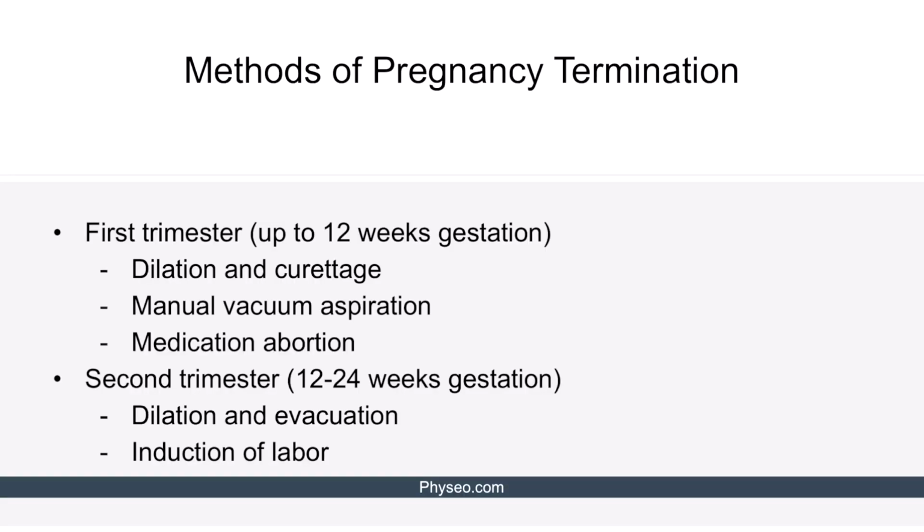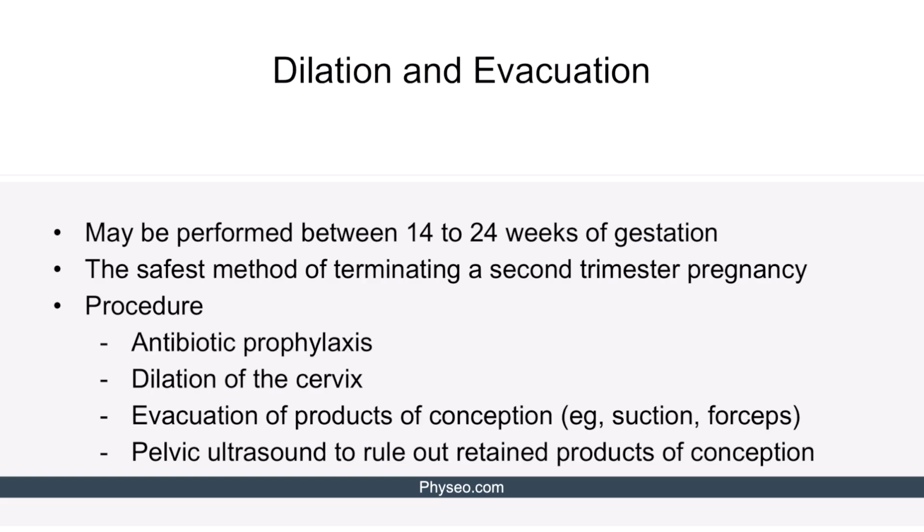Now that we've covered the methods of pregnancy termination in the first trimester, let's cover the methods used in the second trimester, starting with dilation and evacuation. Now, dilation and evacuation is a procedure that may be performed between 14 and 24 weeks of gestation. So again, it's a second trimester method. Just like a dilation and curettage, a D&C, is considered to be the safest method of terminating a first trimester pregnancy, dilation and evacuation is considered to be the safest method of terminating a second trimester pregnancy. In a lot of ways, the procedure is very similar to a D&C.